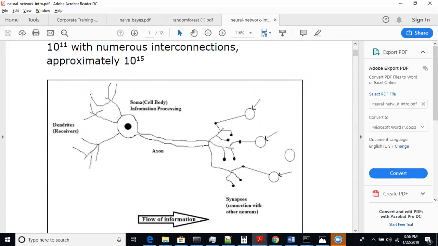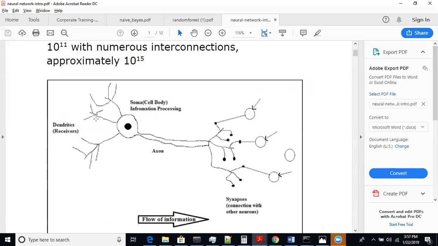There are many similar structures, and many neurons work together to complete one task. How the total brain works is actually out of human knowledge. But whatever humans know from that, they created a neural network model. This is the information processing cell body, called soma. The axon is kind of a connection, a chemical used to process. The chemical flows along with that information.